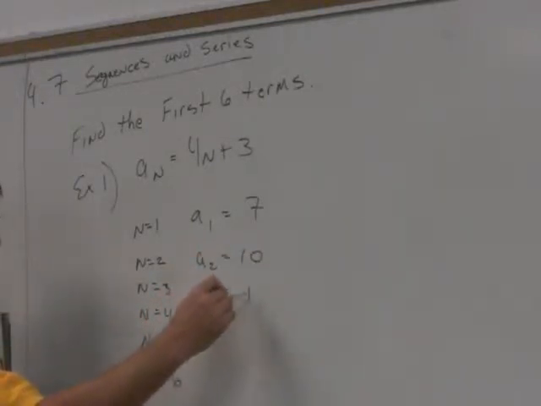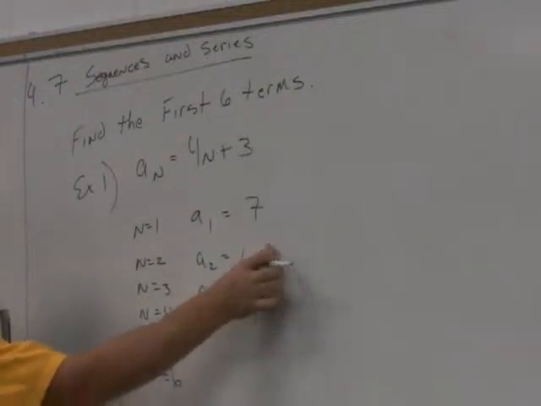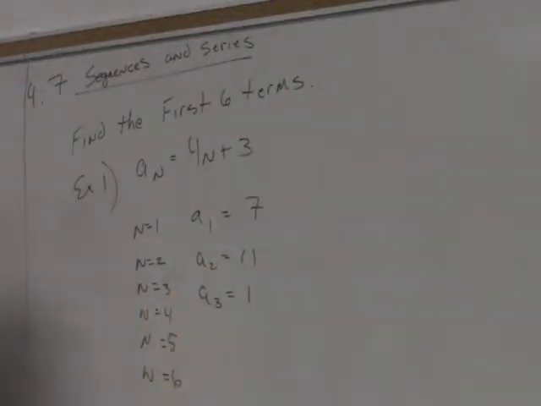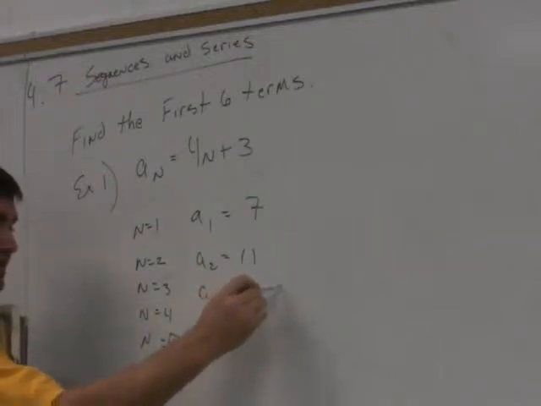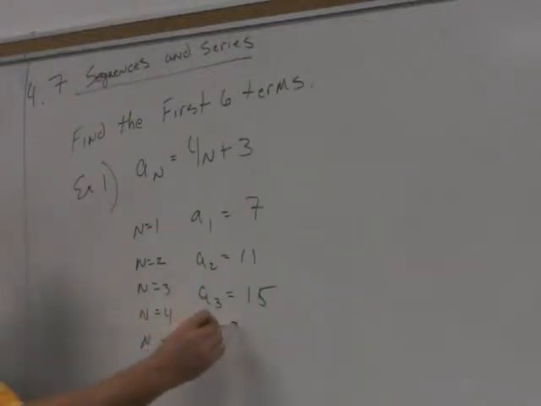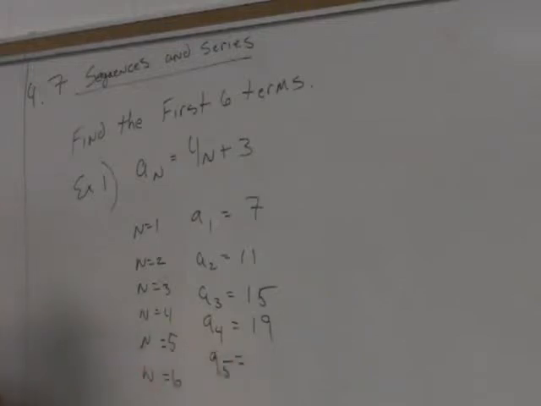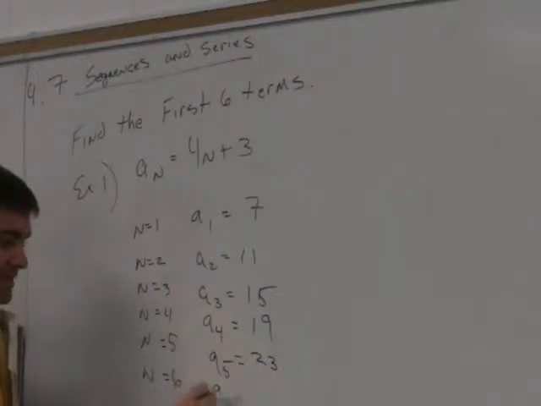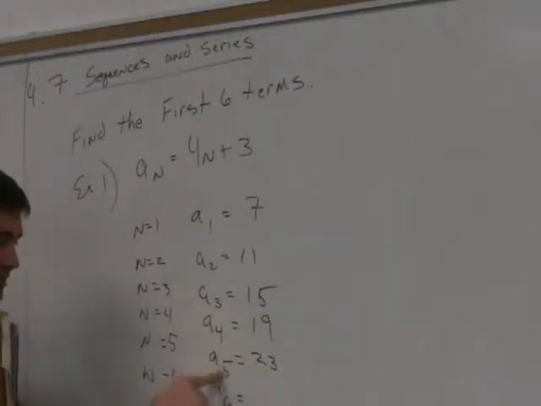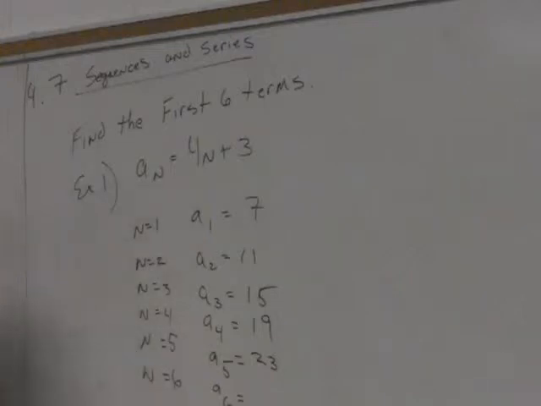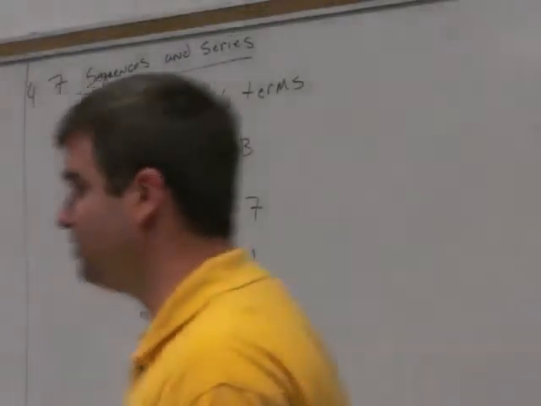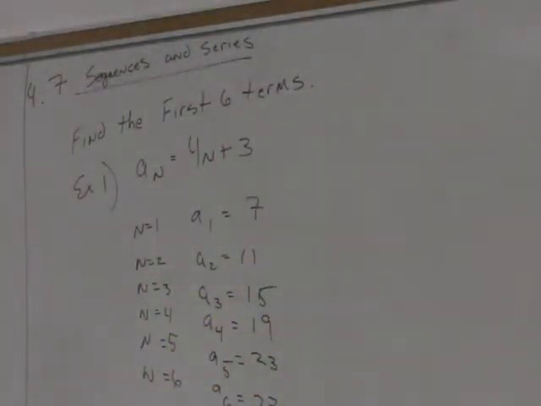It's actually 11. A sub 2 would be 11. A sub 3 would be 15. Is that right? A sub 4 would be 19. You're right. A sub 5 would be what? 23. Good. And A sub 6, these A's look bad for some reason today. I can't write A's. A sub 6 would be what? 27. So if I give you a rule and I say find the first 6 terms, then that's pretty easy.